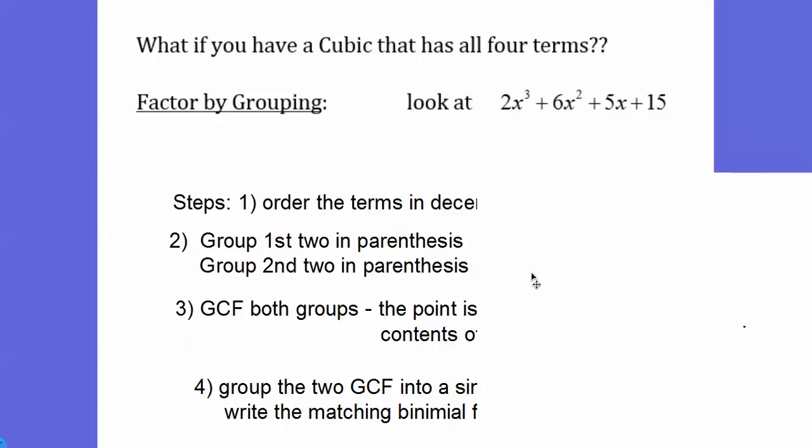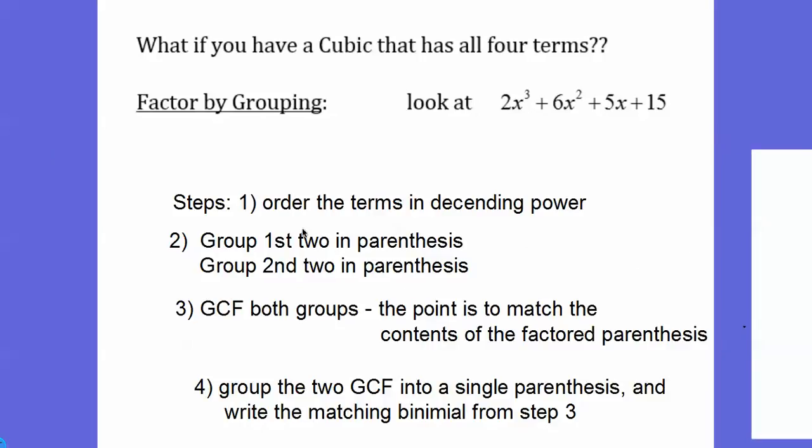Here are some steps. First, make sure that the order of the terms is in descending power. That simply means 3, 2, 1, none. Then we're going to group the first 2 in parentheses and then group the second 2 in parentheses. What that means is we're going to use parentheses around these 2. We're going to use parentheses around these 2 here.